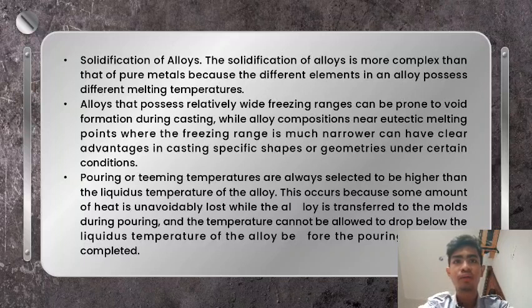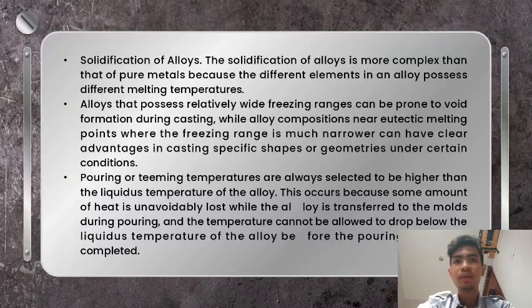pouring temperatures are always likely to be higher than the liquidus temperature of the alloy. This occurs because some amount of heat is unavoidably lost while the alloy is transferred to the molds during pouring, and the temperature cannot be allowed to drop below the liquidus temperature of the alloy before the pouring process is complete.